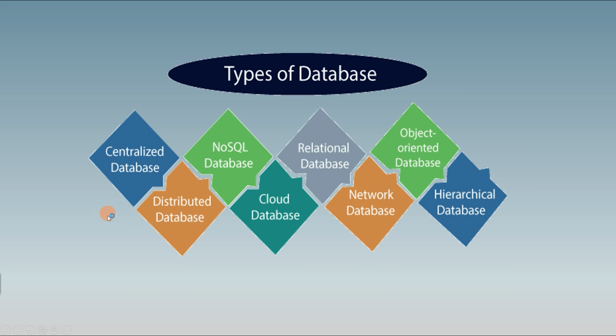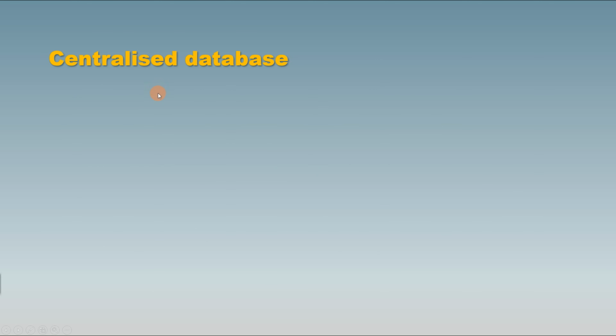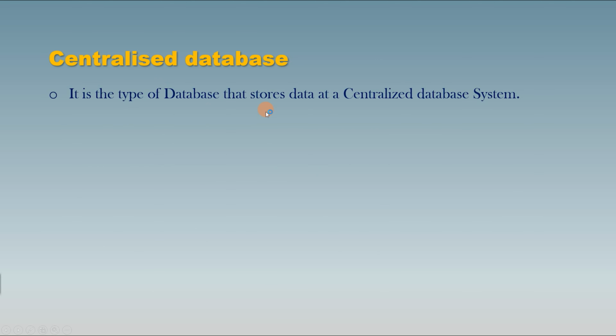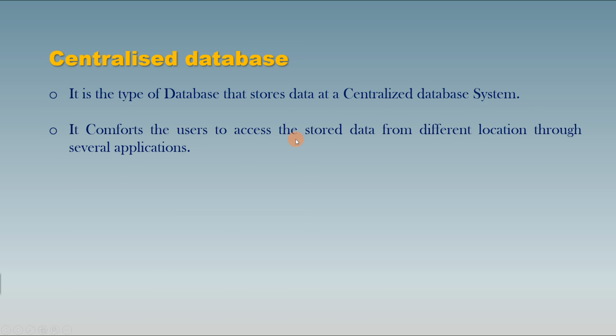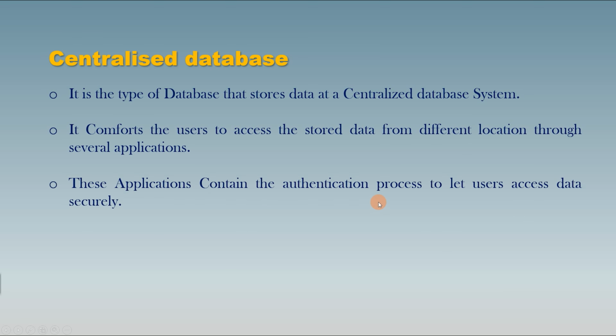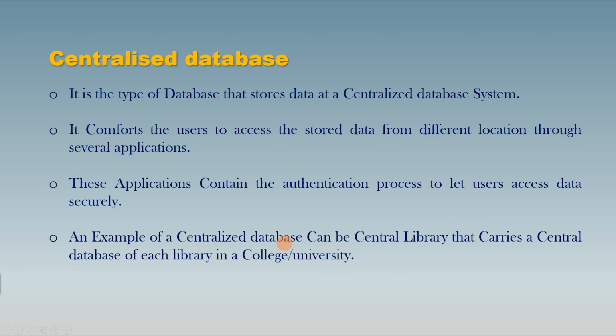So let's start with our first database, that is centralized database. It is the type of database that stores data at a centralized database system. It allows the user to access the stored data from different locations through several applications. Those applications contain an authentication process to let users access data securely, so that any unauthorized person cannot access the data. An example of a centralized database can be a central library that carries a central database of each library in a college or university.